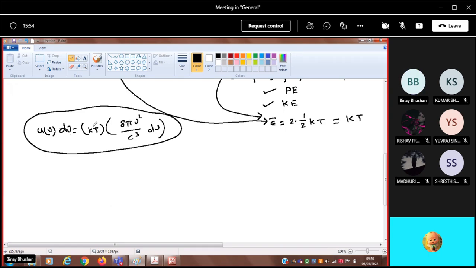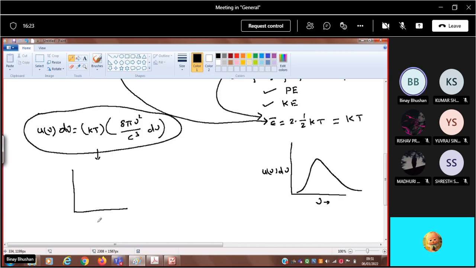We should plot this and we should see whether we are going to get the experimental curve or not. What is our experimental curve? Our experimental curve for a particular temperature is this one. Now, if I plot this formula here, what I will get? This is nu here, and this is u nu d nu. So, can you predict here what type of curve we will get?